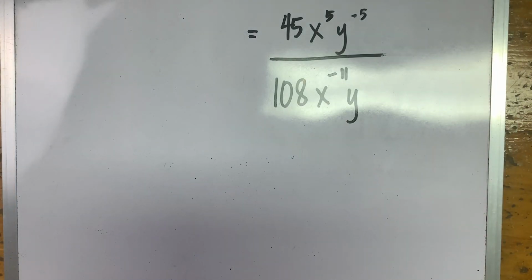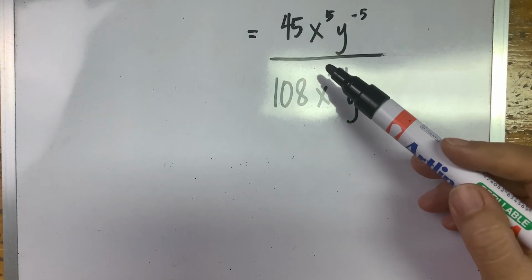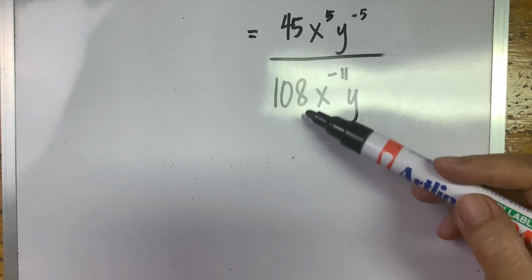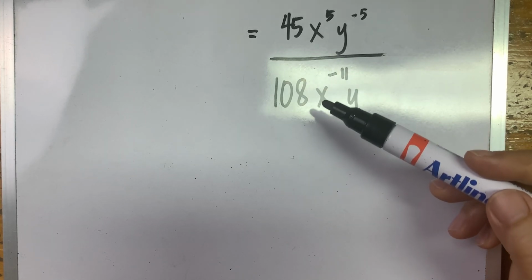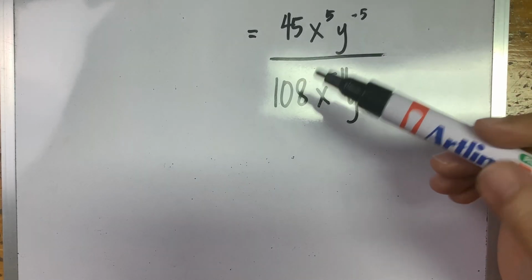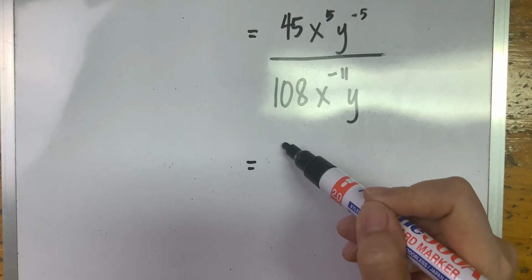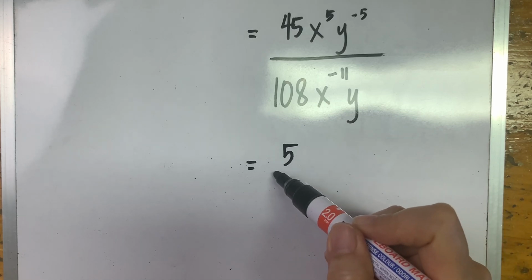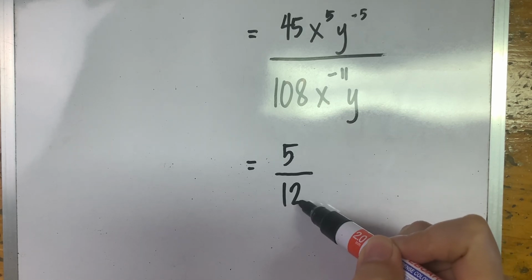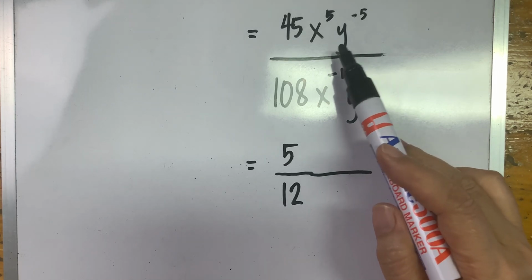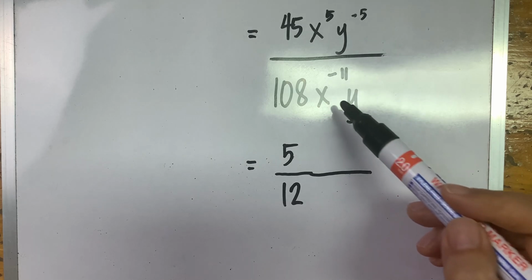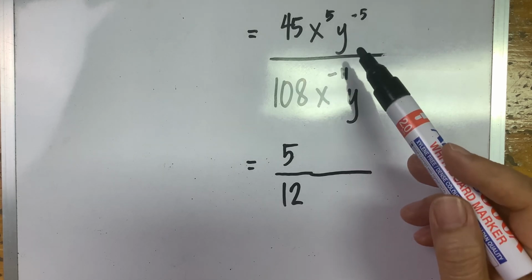Okay, dito 45 and 108, i-reduce natin to lowest term. So i-divide natin both by 9. So ang sagot dito will be 5 over 12. Okay. Again, kapag meron tayong negative exponent, ibaba natin. Kapag nasa numerator, kapag nasa denominator naman, iakyat natin.